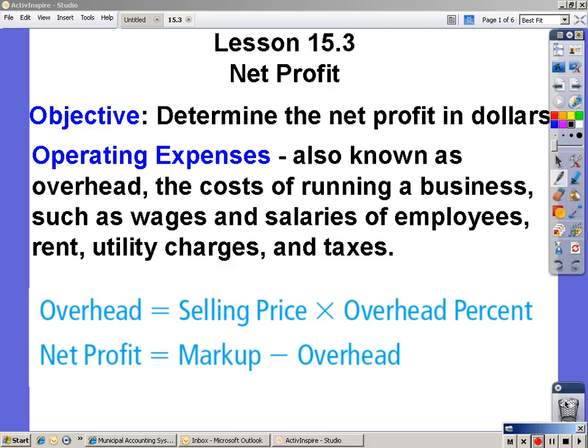Okay? Got a couple formulas today. The first one being overhead, which is the selling price times the overhead percent. And then we have net profit, which is markup minus overhead. This lesson is just an add-on to what we've done the last 2 days: finding markup, the markup rate. And today we're finding net profit using markup.